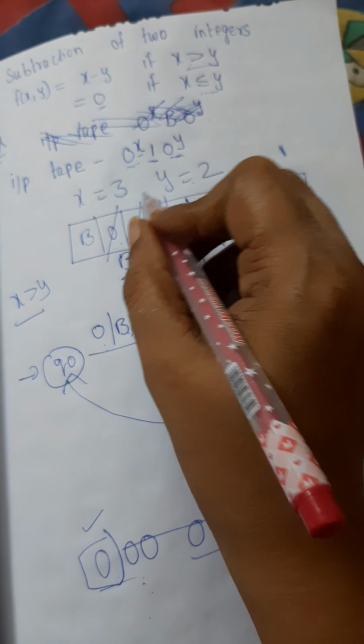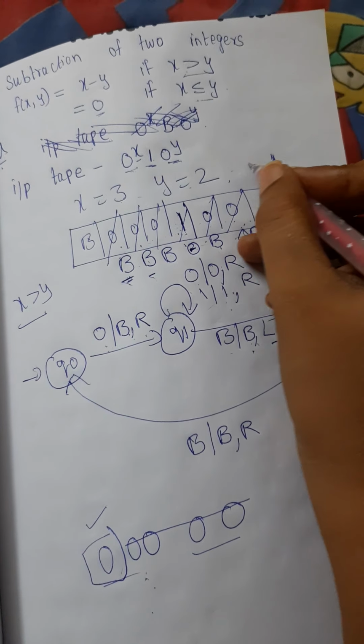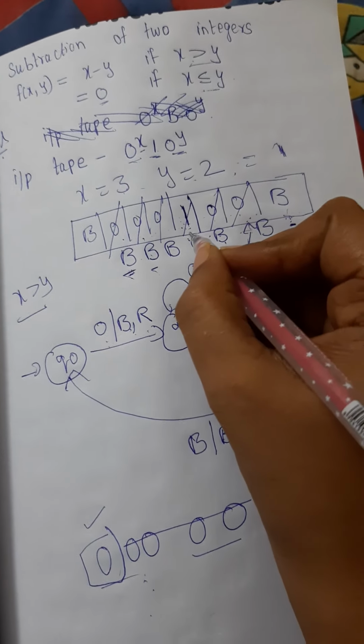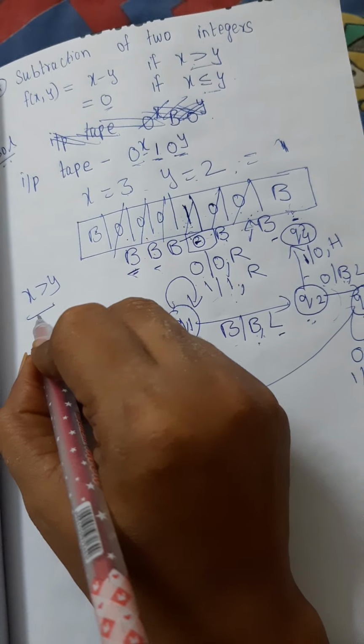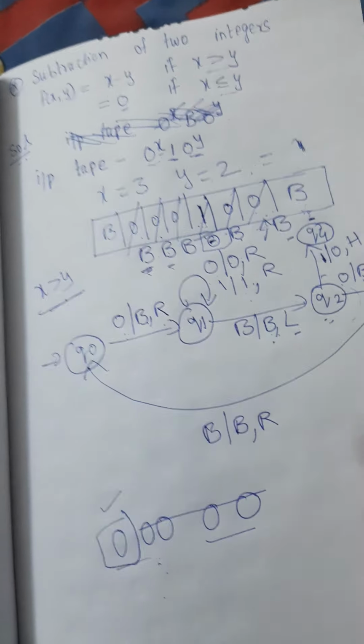Our answer is correct, right? So 3 minus 2 is 1. So 1 means 1 0. Yes, we have a single 0 now. So that is the answer. This is the case for x greater than y.